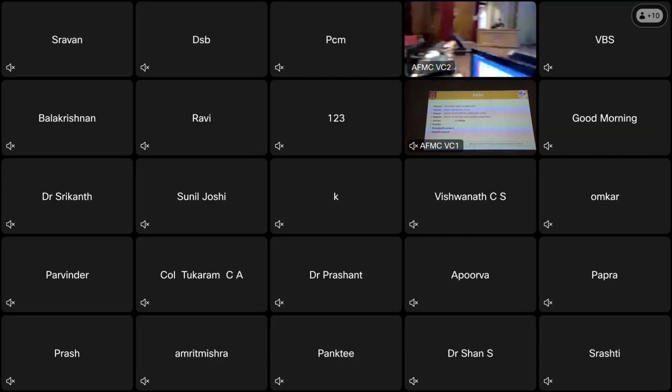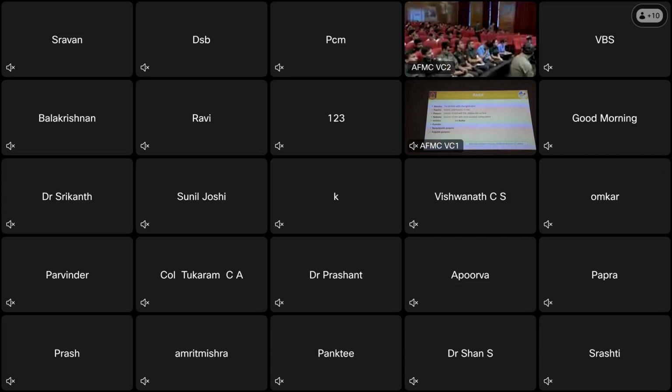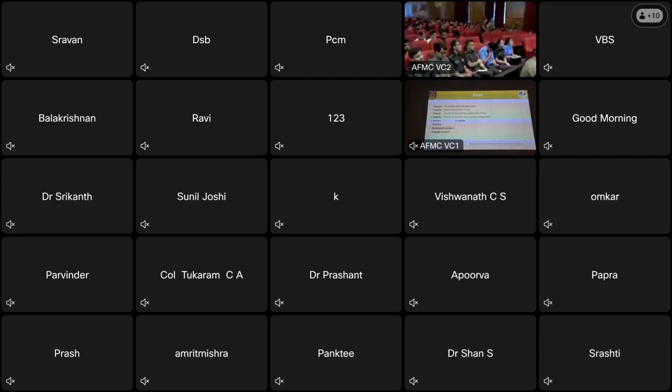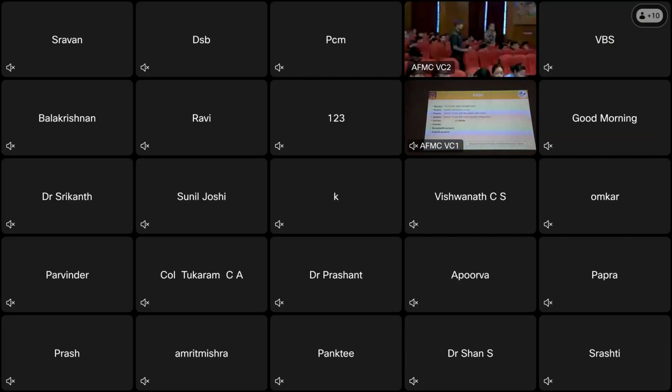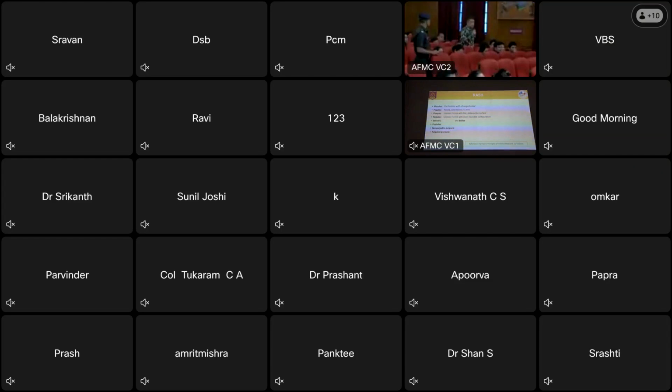Vesicles. Vesicles are the fluid-filled skin lesions measuring less than 0.5 centimeter. Bulla. Bulla are the fluid-filled skin lesions measuring more than 0.5 centimeter. Pustules. Pustules are the skin lesions containing pus, which is not a clear fluid.